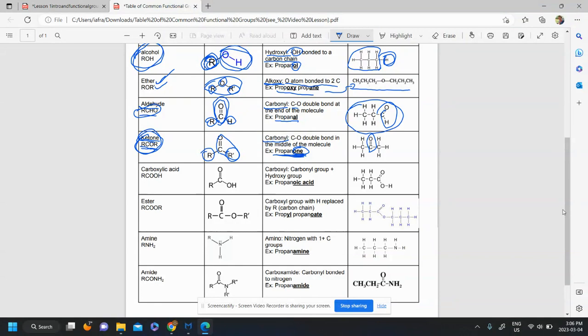Carboxylic acids, they are RCOOH, which essentially means carbon chain. And then you have the C double bond O, OH.